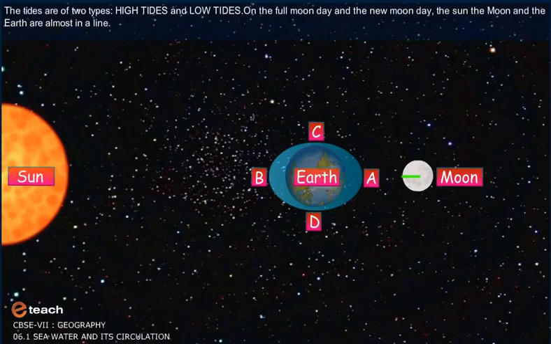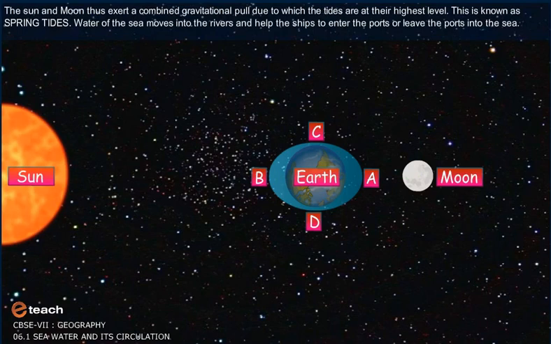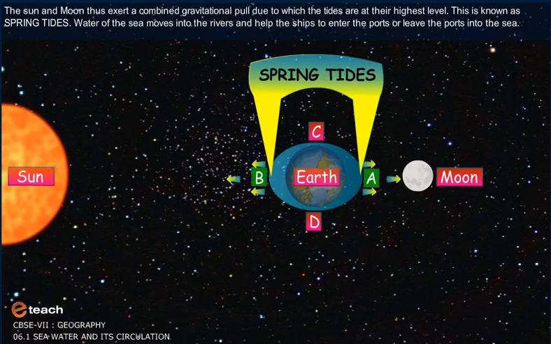On the full moon day and the new moon day, the sun, the moon and the earth are almost in a line. The sun and moon thus exert a combined gravitational pull, due to which the tides are at their highest level. This is known as spring tides.